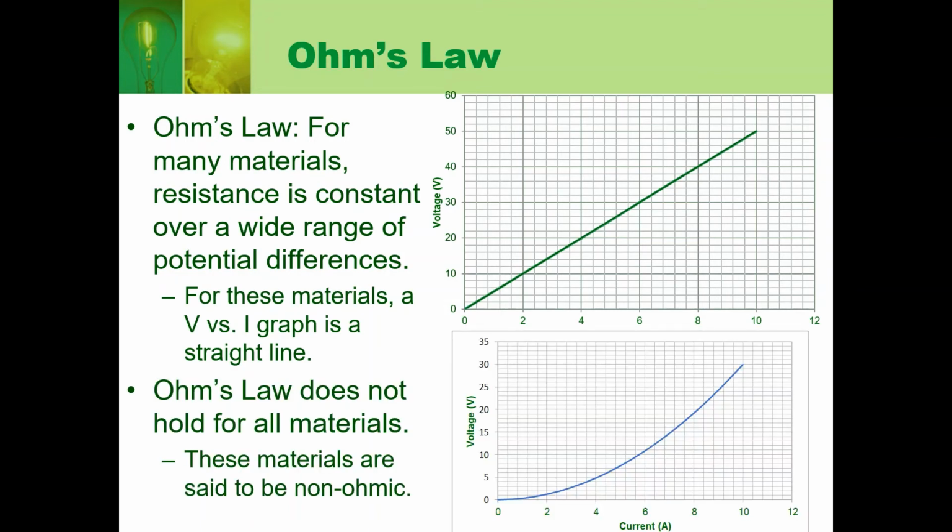Now, not everything follows Ohm's law. In fact, real light bulbs typically do not follow Ohm's law. They are said to be non-ohmic. They may have a graph that looks something like the graph on the bottom here.